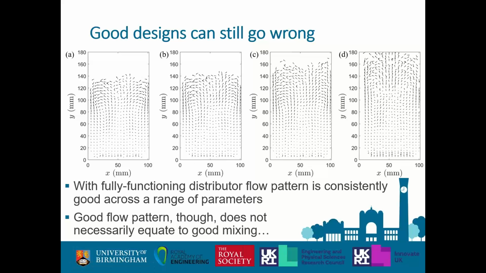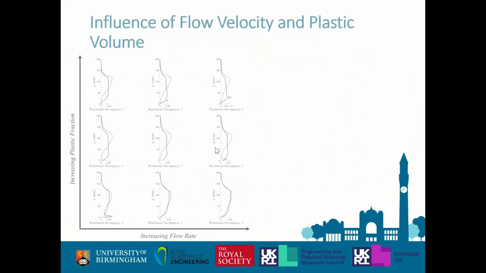The problem, of course, is that just having a nice, regular flow pattern doesn't necessarily mean you're getting good mixing. Okay, so what we have here is each one of these plots represents a different system at some particular plastic fraction and some particular flow rate. The blue lines here represent distributions of our plastics, and the black lines represent the distributions of our fluidization medium, our sand. Now, in the case of perfect mixing, these lines should be absolutely identical, and if you've got strong segregation, then you will see that one of these lines don't actually line up with one another at all.